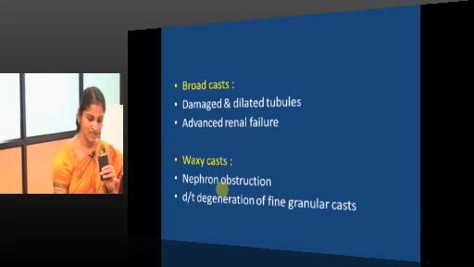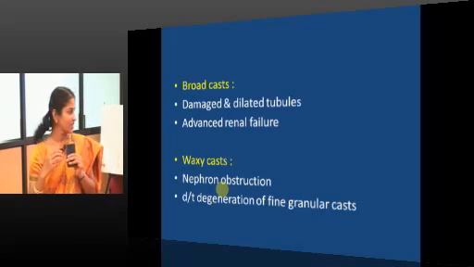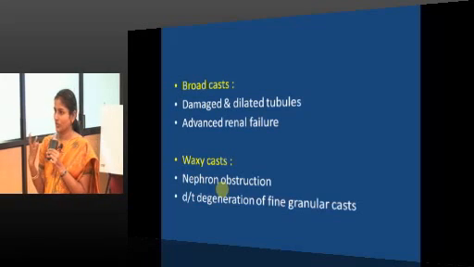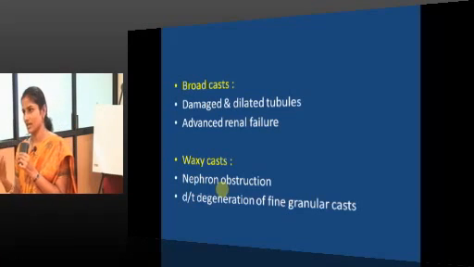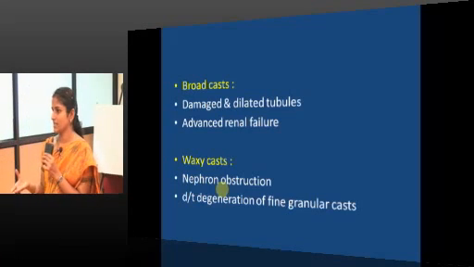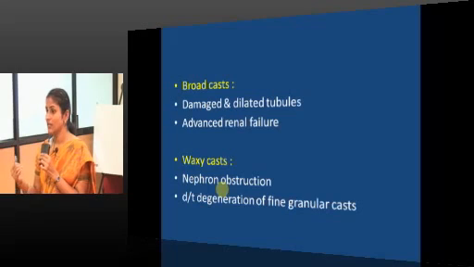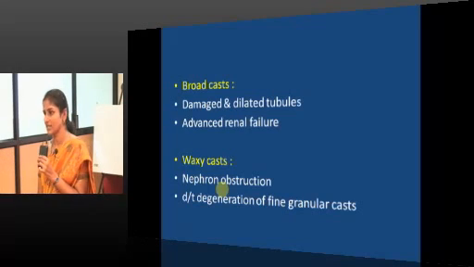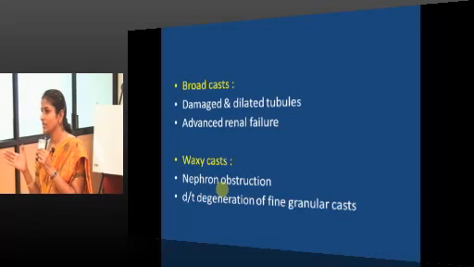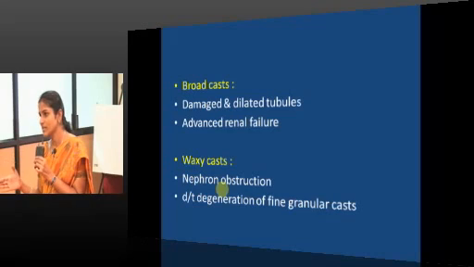Waxy casts mean degeneration of fine granular casts. Granular casts are products of cellular casts, right? Tubular epithelial cell casts will become granular casts. When they have even more time to be broken down, they will result in waxy casts, which means that cells are staying in the nephron for a longer time, which means there is nephron obstruction, right.